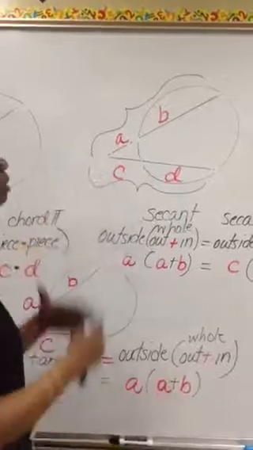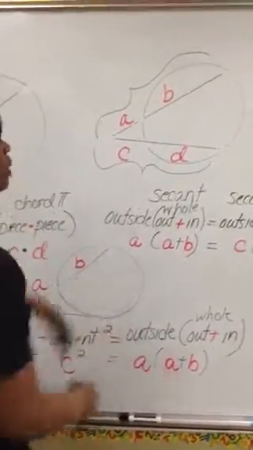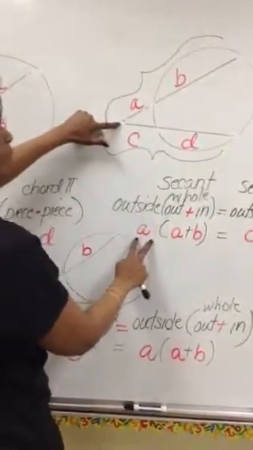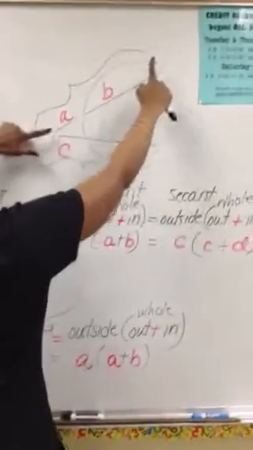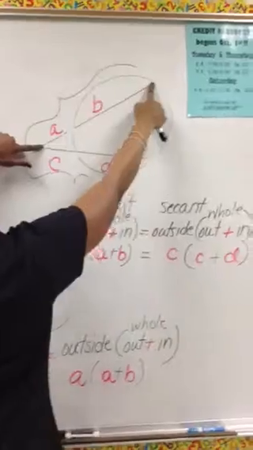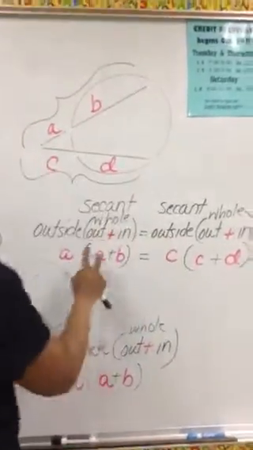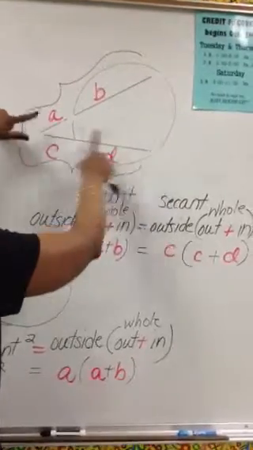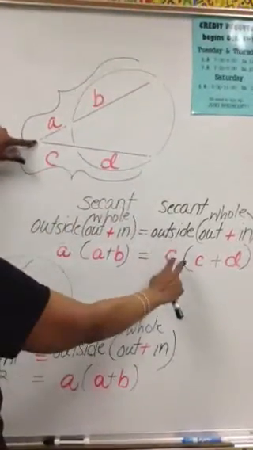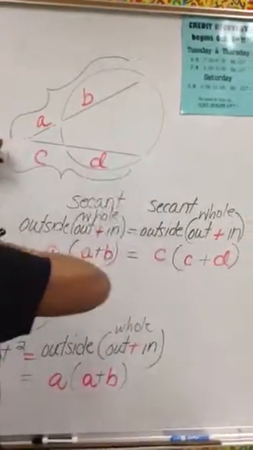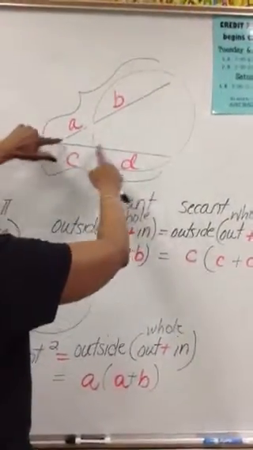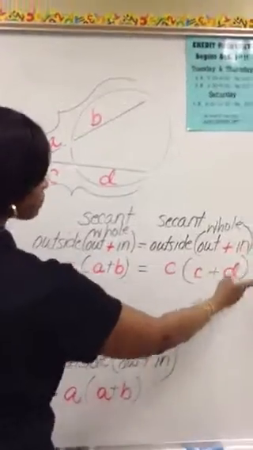When you have 2 secants that meet on the outside, they have a common external point, then you want to think about outside and whole. Okay, so for the first secant, we take the measure of the outside which is A, and multiply that times the measure of the whole secant segment. To get that whole measure, you add A plus B, outside plus inside. And then you do the same thing for the second secant segment. Take the measure of the outside part, which is C, and then multiply that times the measure of the whole thing. To get the measure of this whole thing, we add the outside plus the inside, C plus D.